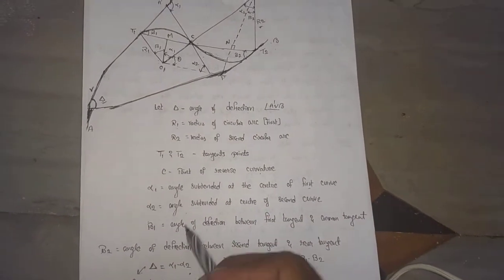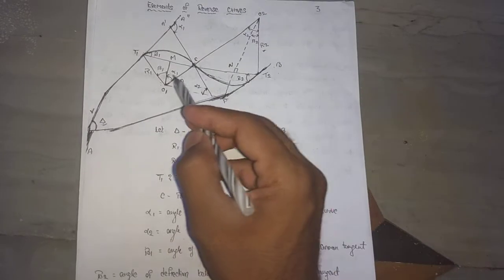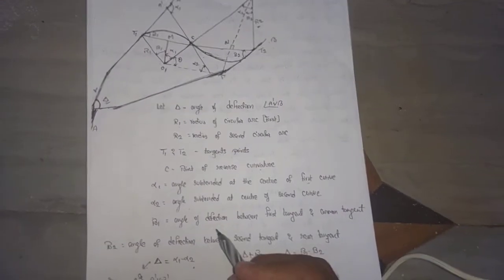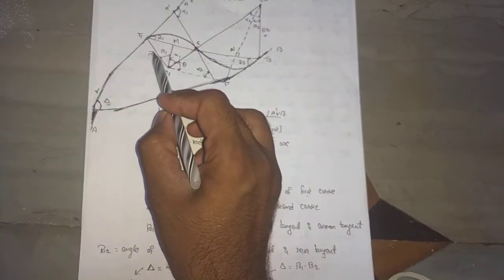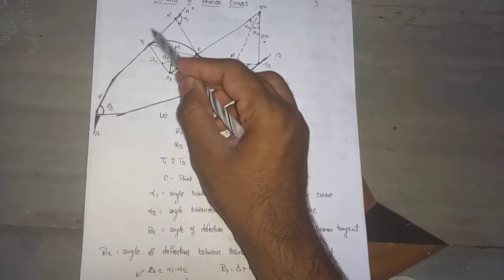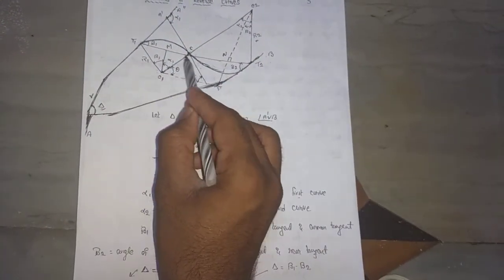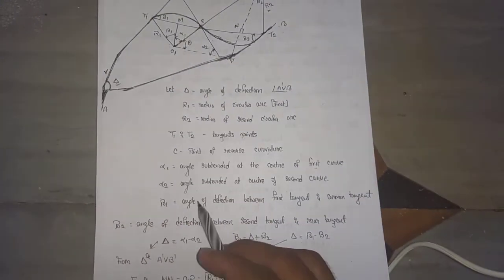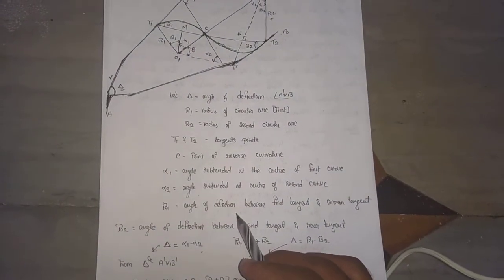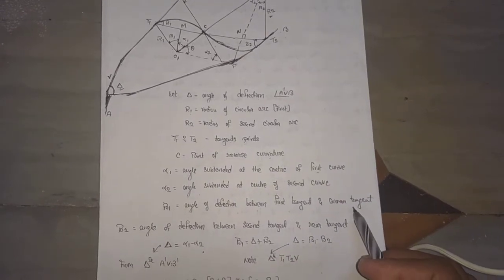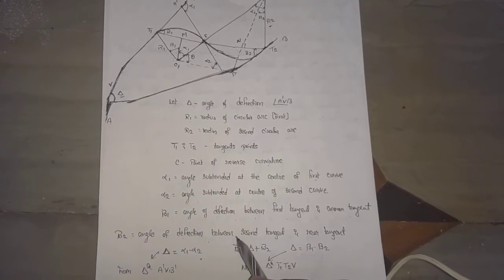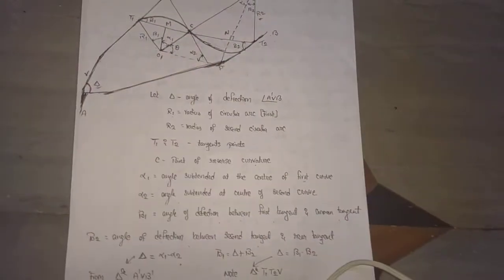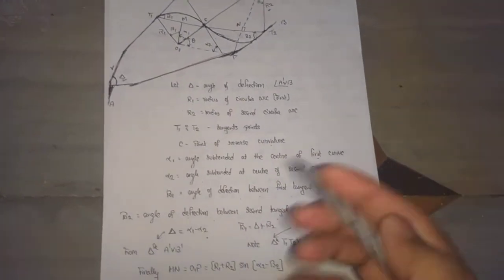Next, beta 1. Beta 1 is the angle of deflection between the first tangent and the common tangent. This is the first tangent and this is the common tangent. Next, beta 2. Beta 2 is the angle of deflection between the second tangent and the rear tangent.